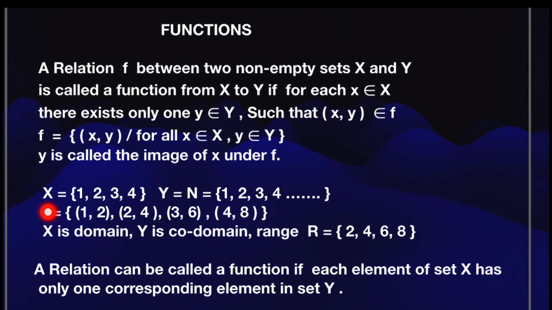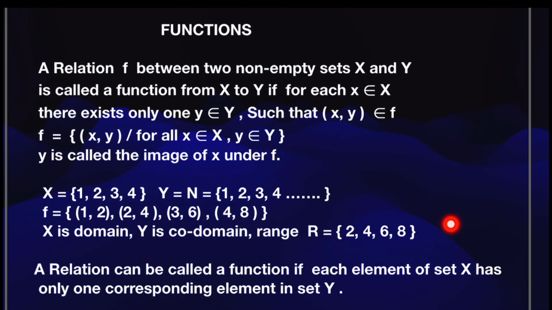So here is the example. X is equal to {1, 2, 3, 4}. Y is equal to the set of natural numbers. F is given here as ordered pairs. So here we can see that all the elements of X have a unique element in Y, and this is how it is given: (1, 2), (2, 4), (3, 6), (4, 8). So X is called the domain, Y is called the codomain, and this set of images, these are the images of x. So 2, 4, 6 and 8 will form the range.